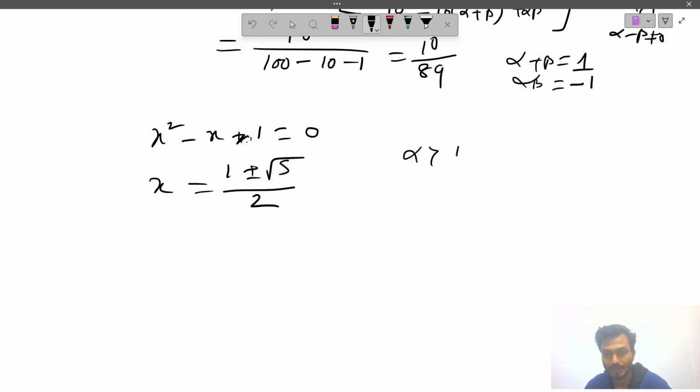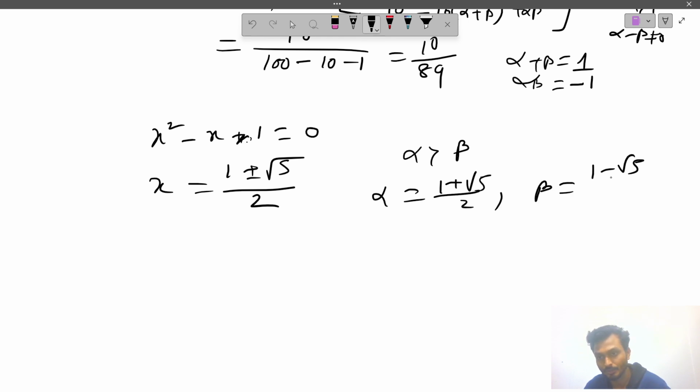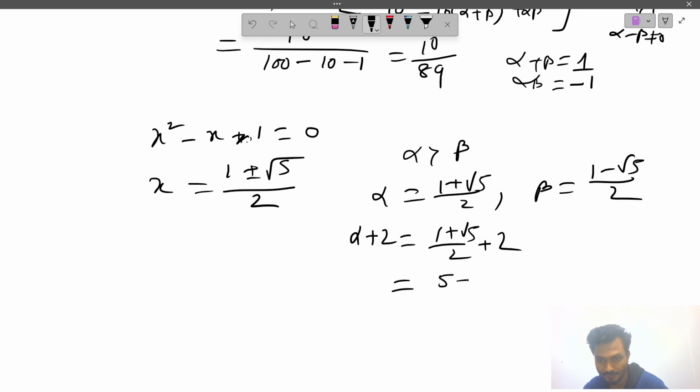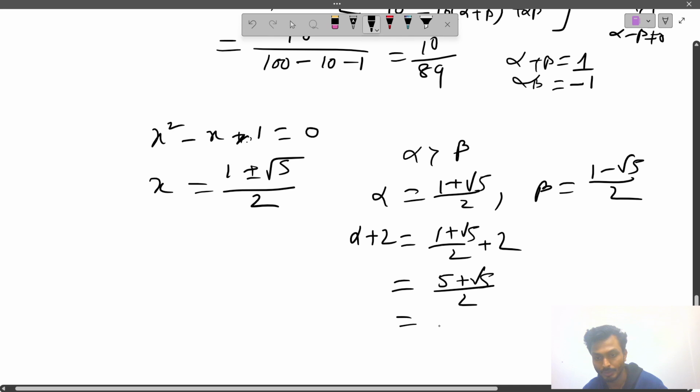Now we know that alpha is greater than beta. So what will be alpha? Alpha is 1 plus root 5 by 2, and beta will be 1 minus root 5 by 2. So if we take alpha plus 2, what do we get? 1 plus root 5 by 2 plus 2. So this will be 5 plus root 5 divided by 2. And if we take root 5 common, then it will be again alpha. So alpha plus 2 will be root 5 alpha.